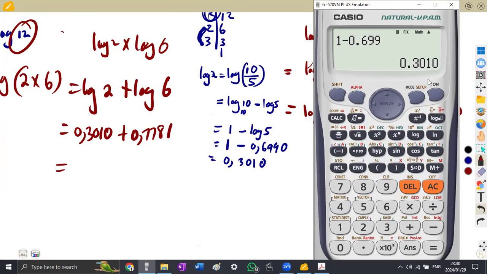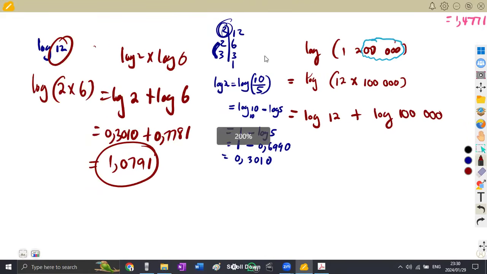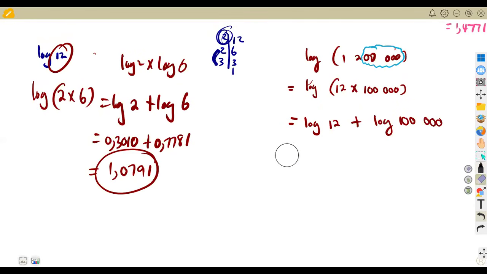So that's 0.3010 plus 0.7781, like this. So we add and get 1.0791, like this. So this value is representing the logarithm of 12. This part now can be substituted in place of log 12.